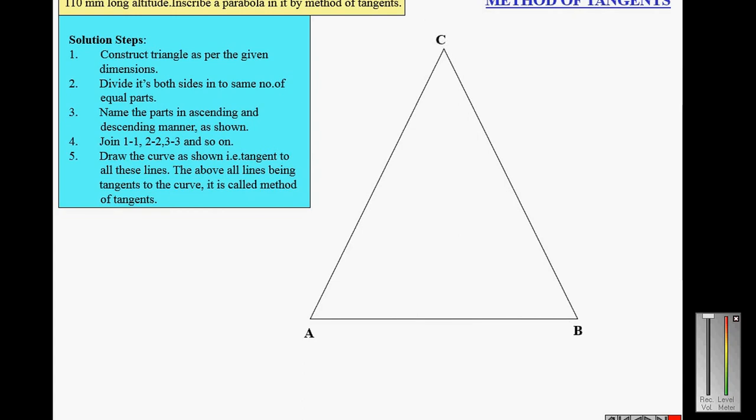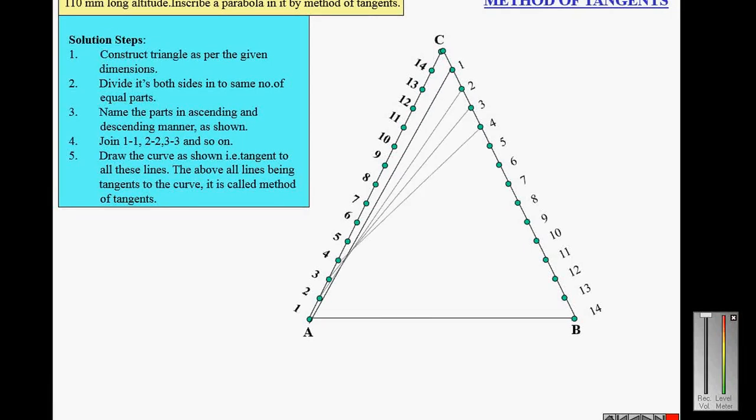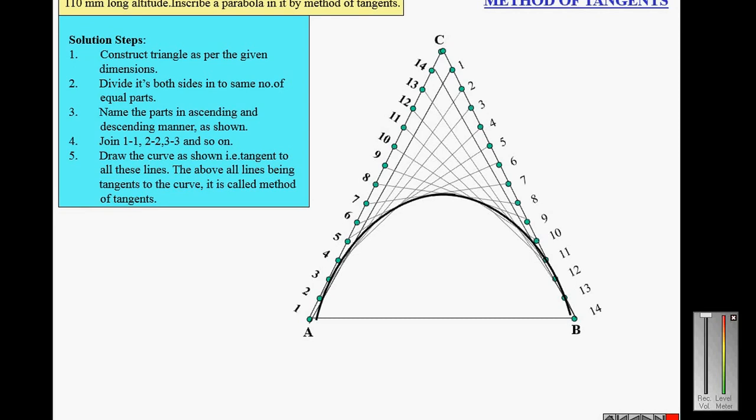Construct a triangle as per the given dimensions and divide AZ and BZ into the same number of equal parts. Number one side in ascending order and the other side in descending order as shown in the figure, and join 1-1, 2-2, 3-3, and so on up to 14-14. Draw a smooth curve to which these lines are tangents. So this is the required parabola.